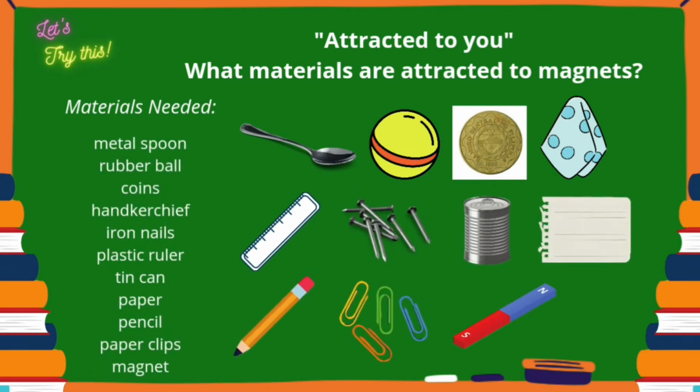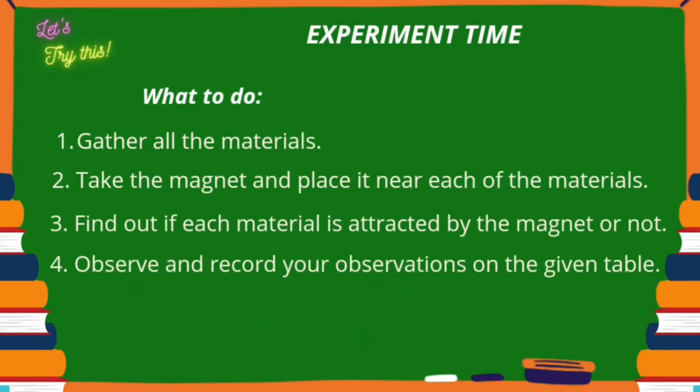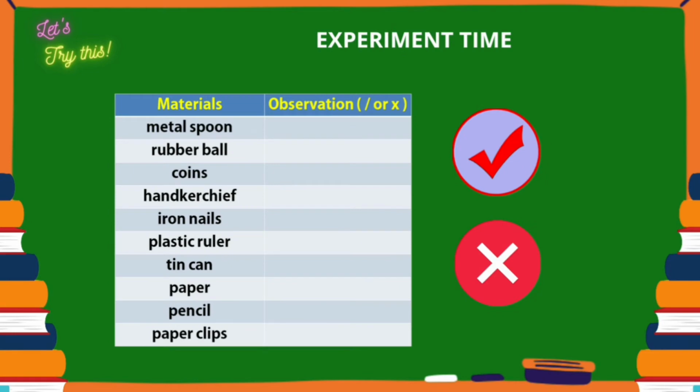The following are the needed materials. Gather all the needed materials. Then take the magnet and place it near each of the material. Find out if each material is attracted by the magnet or not. Observe and record your observations on the given table. In classifying the materials, simply mark a check if the material is attracted to the magnet and X if not.